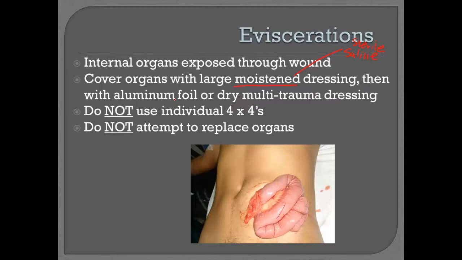And then with either aluminum foil or a dry multi-trauma dressing. So this large moistened dressing should be a multi-trauma dressing. Cover it with foil or another dry multi-trauma dressing and secure it down. Don't ever use 4x4s and do not attempt to replace the organs because the doctors need to look at them to verify that they're not injured.